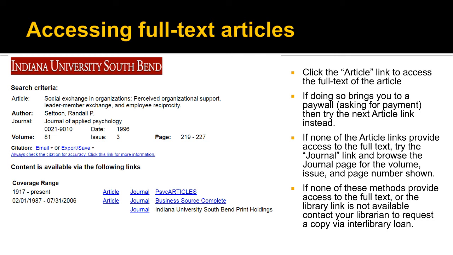If doing so brings you to a paywall, one that asks you for payment, then try the next article link instead. If none of the article links provide you access to the full text, try the journal link and browse the journal page for the volume, issue, and page number shown. If none of these methods provide access to the full text, or the library link is not available, contact your librarian to request a copy via interlibrary loan.